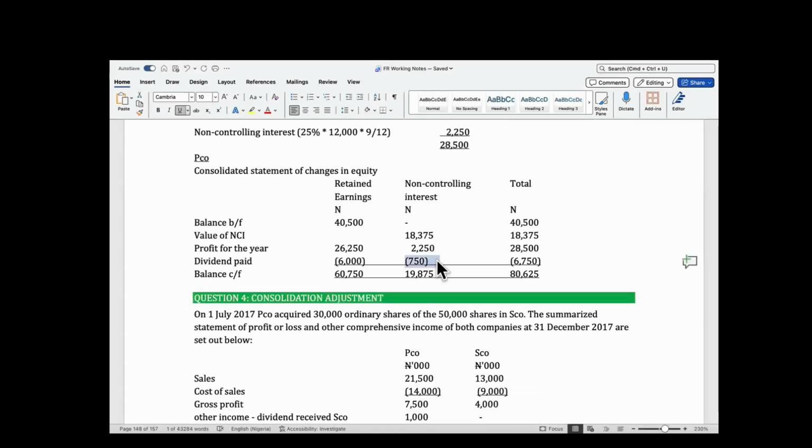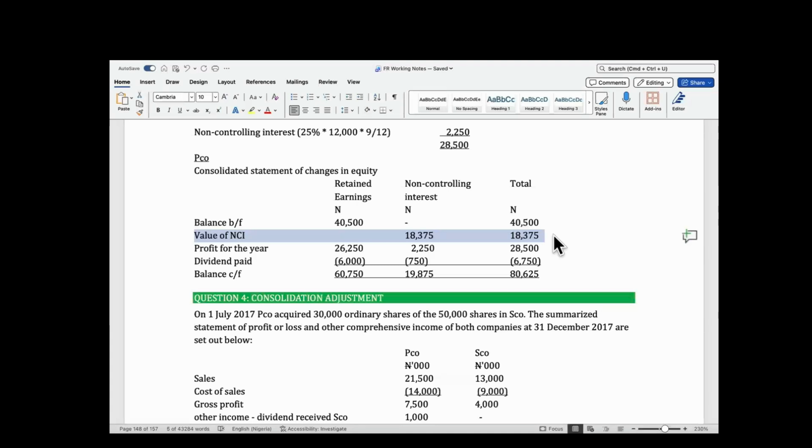Don't make the mistake to add it. That will be double counting. Dividend paid is even deducted and is already included in these profits already. It's taking its own share. So you remove this. So addition of the two gives 6,750. Now, why I'm taking this last value of NCI is because a lot of students will omit this. They will forget to do it. That's why I'm taking it.